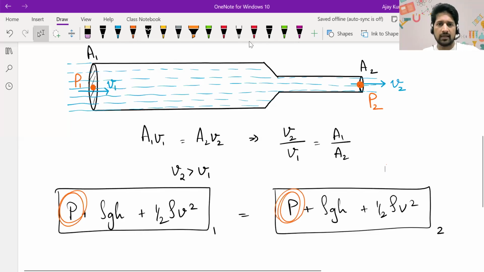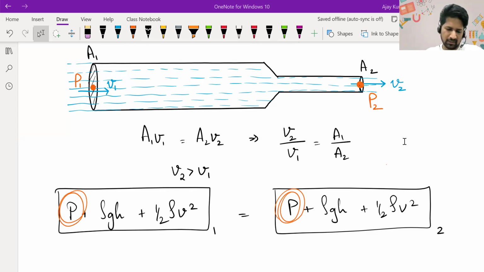Right. I got one answer as P1 greater than P2. So basically, you're saying where the liquid moves slower, the pressure is higher, and where it moves faster, the pressure is lower. Okay. And that is correct.